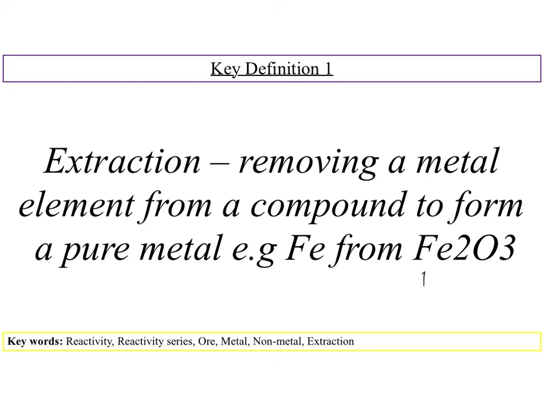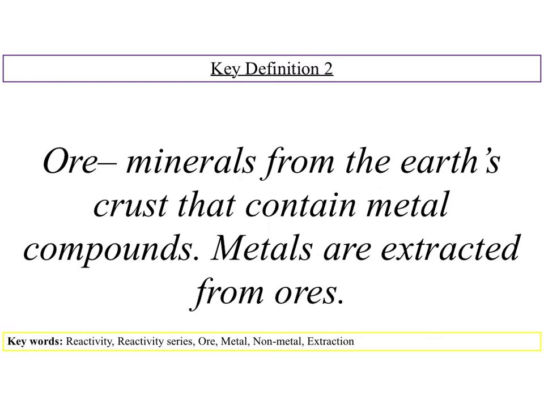Okay, so such as removing iron from iron oxide, just be careful, the numbers haven't come out quite right on the PDF, to form a pure metal. Iron, obviously, we use in bridges and other large structures, so we don't really want it attached to the oxide, but that's how it's normally naturally found, so we need to extract it. So that's the first key definition.